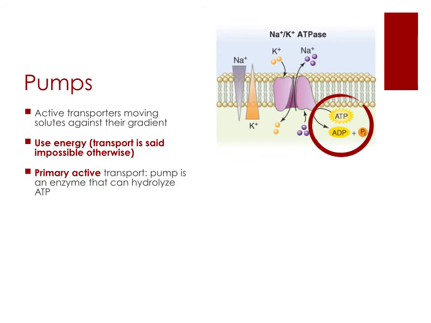So the primary active transport is exactly what we see here. So you consume energy in order to move two substances against their concentration gradient. In the case of the sodium-potassium ATPase, it is always 2 potassium moved in for 3 sodium moved out by the means of ATP consumption.